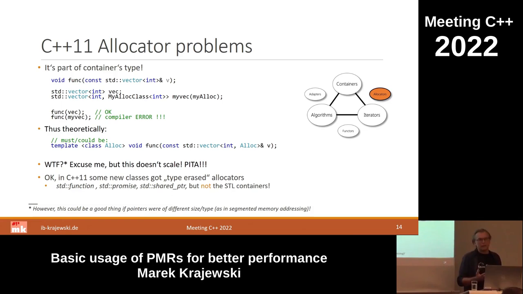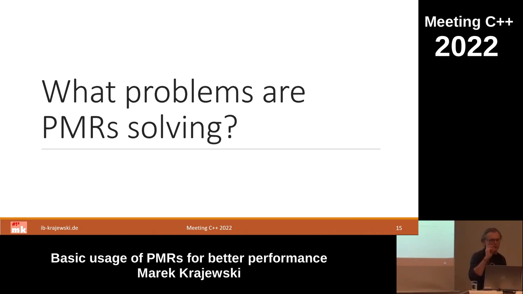Yes, there were some attempts in C++11 to solve this problem, and new classes like function, promise, and shared pointer got support for type erased allocators, but then it stopped. STL containers were left unchanged. So the next question is, what problems are PMRs solving? And you probably know it by now, or at least sense it.